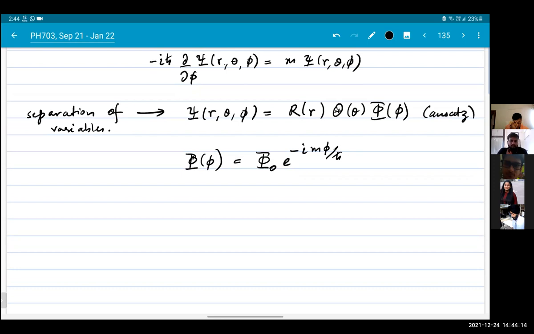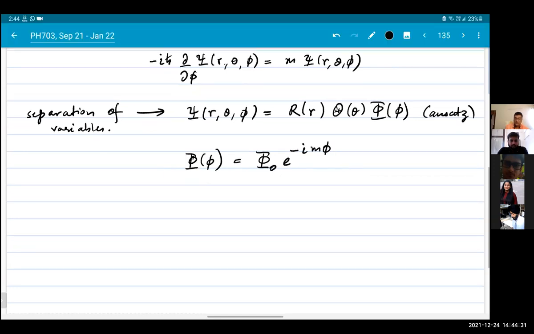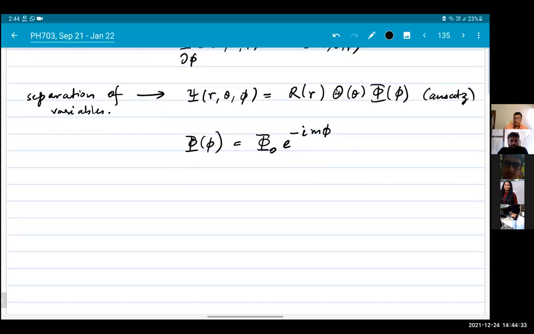Minus i m phi. It's this e to the minus i m phi. So these are the eigenstates of my angular momentum operator, of the z component of the angular momentum operator.